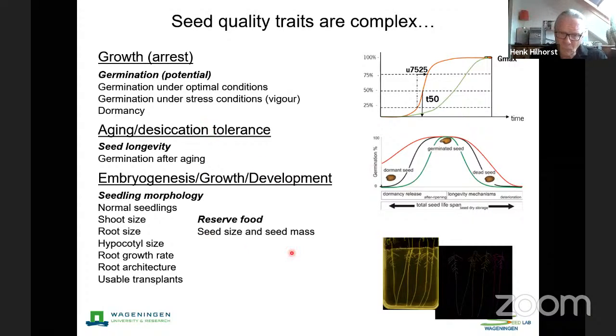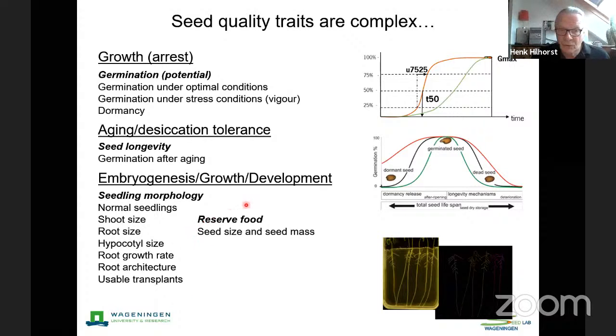And then the relation with embryogenesis, so the formation of the embryo in the seed, also growth and development. For instance, seedling morphology is extremely important in agronomy. Seedlings have to be normal, shoot size and root size are important. The root growth rate, of course, all related to vigor, root architecture, and maybe the most important quality criterion for seed companies is the usable transplants that are generated by the seeds.